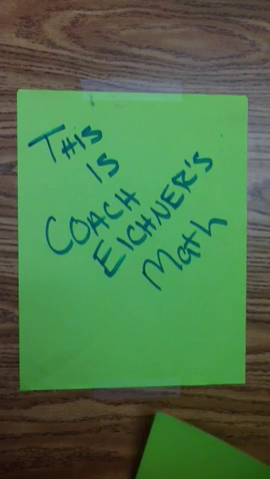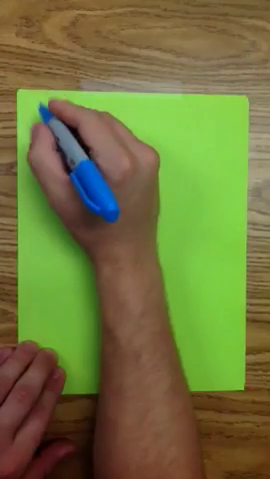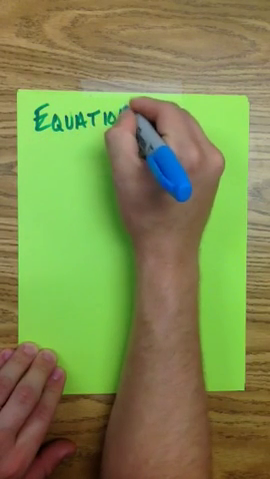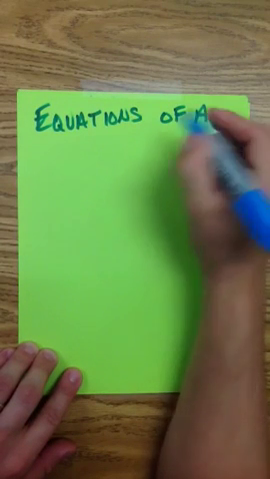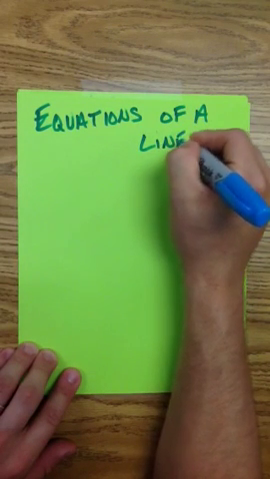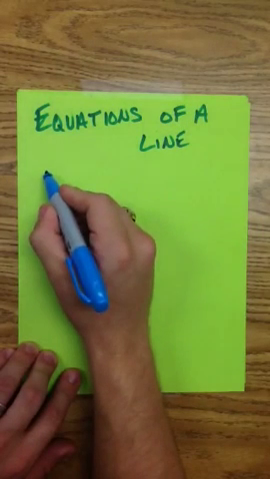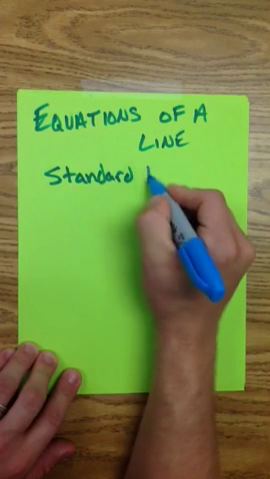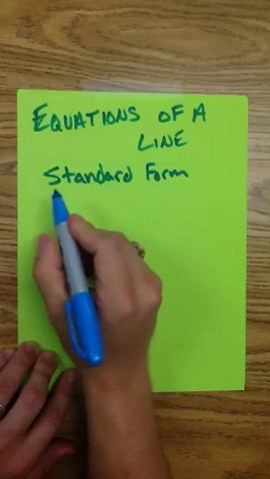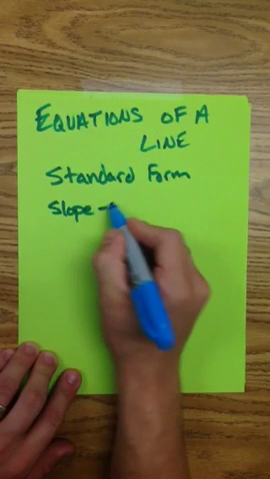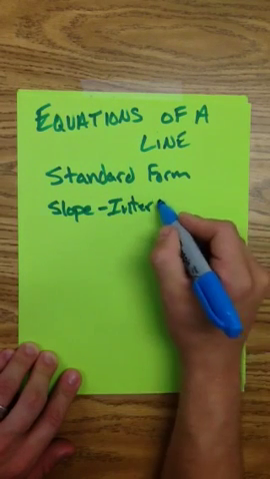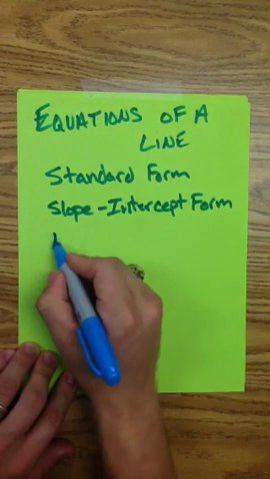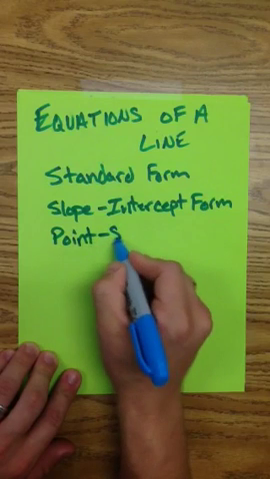This is Coach Eichner's Math, and today we will be talking about equations of a line. There'll be three main forms we're talking about. We'll talk about standard form, we'll talk about slope-intercept form, and we will talk about point-slope form.